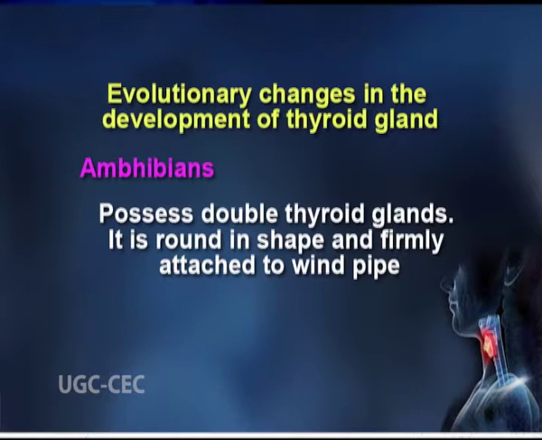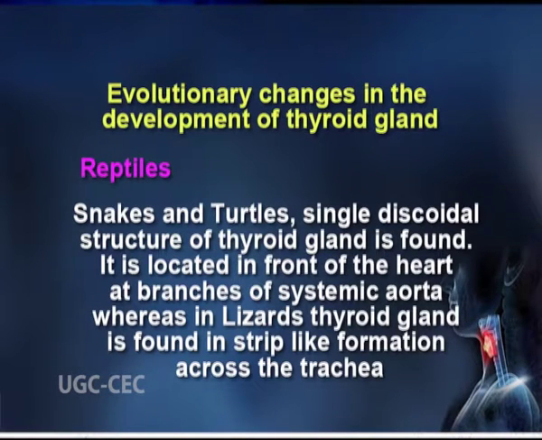Amphibians possess double thyroid glands, which are round in shape and are firmly attached to the windpipe. In reptiles, such as snakes and turtles, a single discoidal structure of the thyroid gland is found. It is located in front of the heart at the branches of the systemic aorta, whereas in lizards, the thyroid gland is found in a strip-like formation across the trachea.